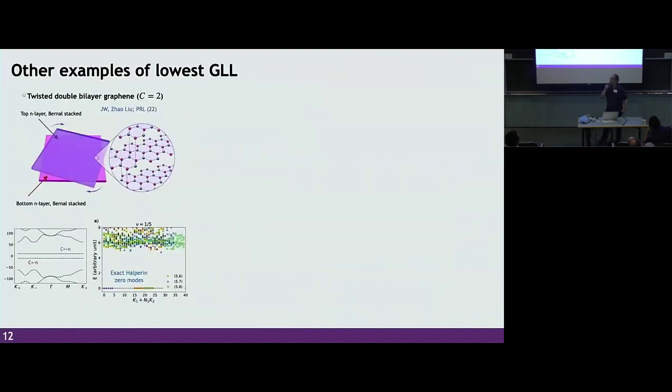So, there are many other examples of the generalized Landau levels. For example, in twisted multilayer graphene systems, in the chiral limit, you can show that the model at magic angle exhibits an exactly flat band of higher Chern number, and the short range interaction at proper fillings gives you the exact fractional Chern insulator ground state.